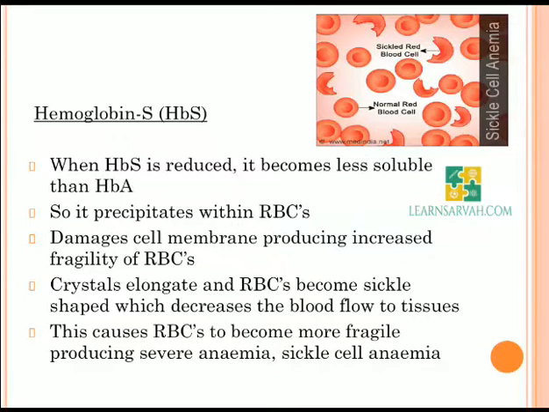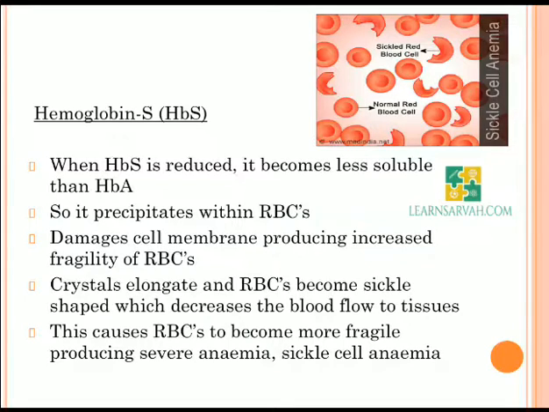Thereby it damages the cell membrane, producing increased fragility of the RBCs. The crystals produced elongate and RBCs become sickle shaped, which decreases the blood flow to the tissues. So this causes RBCs to become more fragile and thus it produces a severe type of anemia. This condition is called sickle cell anemia.